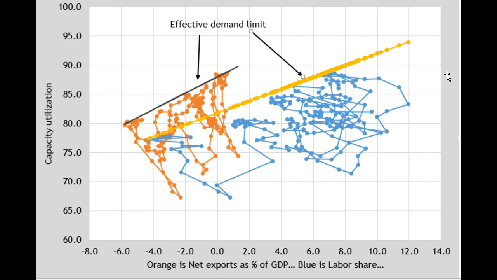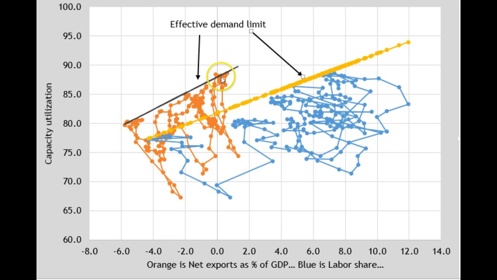And I'm looking at this graph, and you'll see capacity utilization. This is data since 1967, with capacity utilization on the y-axis. And on the x-axis, you'll see net exports as a percentage of GDP or labor share. So the orange is net exports as a percentage of GDP.